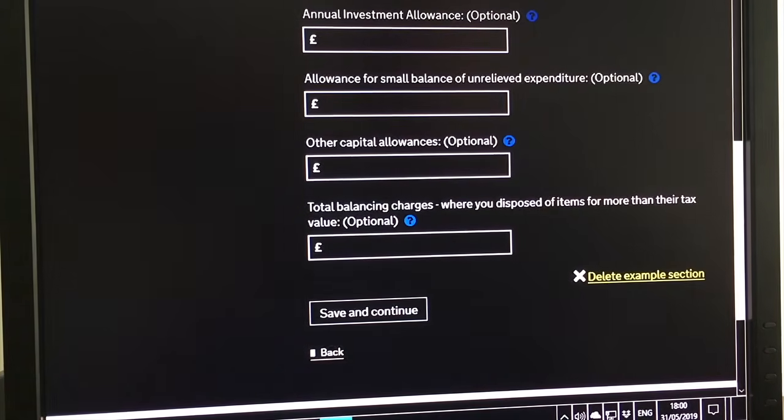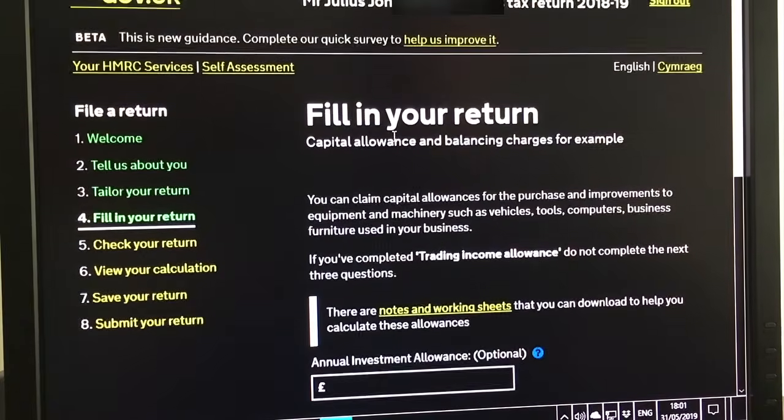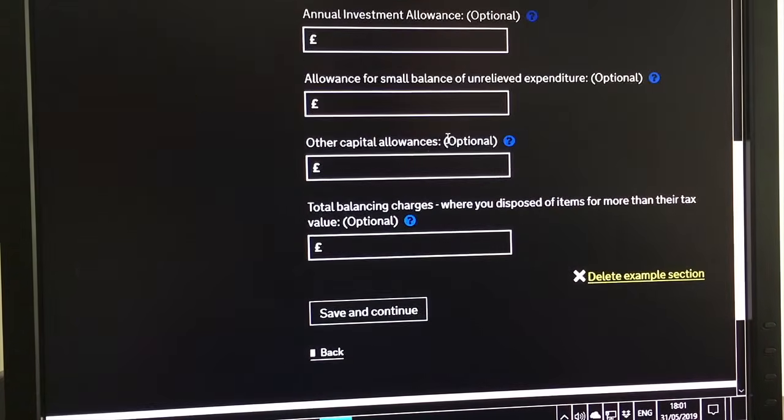If there wasn't an annual investment allowance, plant gets 18% a year on a reducing balance. So, for example, if you bought something for £1,000, you would get £180 in the first year. Then next year you get 18% of 1,000 minus 180, and so on until you sell it. And then there's a balancing event, and that's what the balancing charges bit was here. Or you might get a balancing allowance if you've sold something.